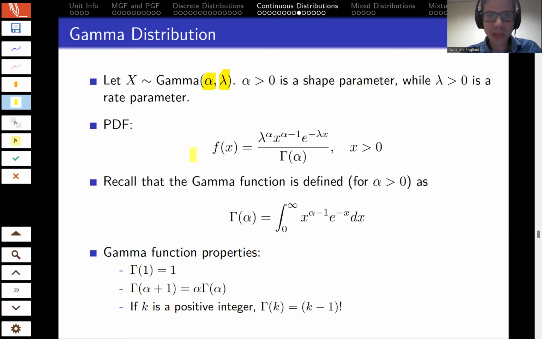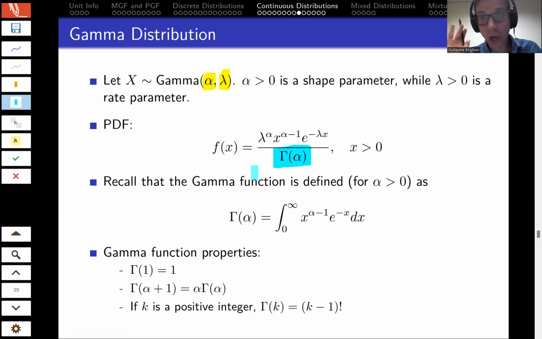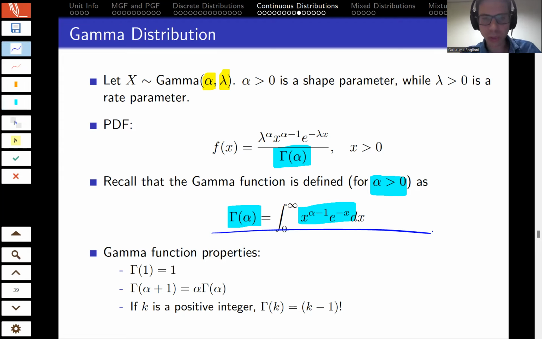The PDF is given there. Just a comment that it involves this function I'm sure you've seen before. It is actually called the gamma function. The gamma function is a mathematical function. It's defined here, it's the integral of this, defined for alpha bigger than 0. I believe there are ways to define the gamma function more generally for negative numbers and even complex numbers, but for this unit, we're not going to worry about this. We're just going to restrict to the case where the argument is positive, in which case that's the definition of the gamma function.